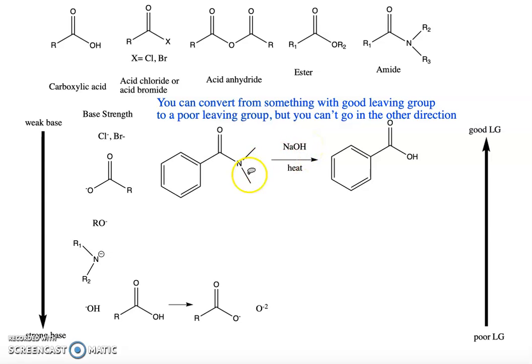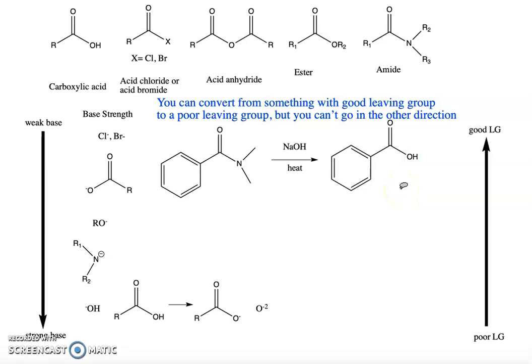I've used base here. So basically what we're doing is we're going all the way down to the bottom of our table. And this will work because OH minus is going to get rid of my N, in a hydrolysis reaction. In other words, the N-containing group is a better leaving group than my OH minus, because remember, it's really in the form of O2 minus. And we will get my carboxylic acid.